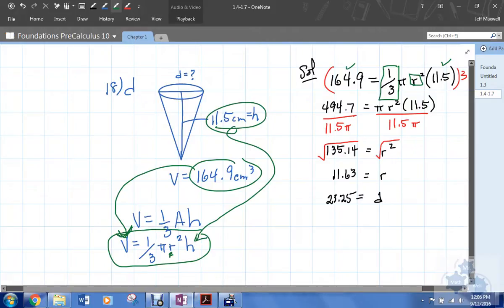I got rid of the 3 in the bottom by multiplying both sides by 3. And you can double check my math here, please, on your calculator in case I hit the wrong button. But then that left me with this line here. And then I wanted to get r by itself, so I wanted to isolate r squared first by dividing this off right here. So I divided both sides by 11.5 pi.